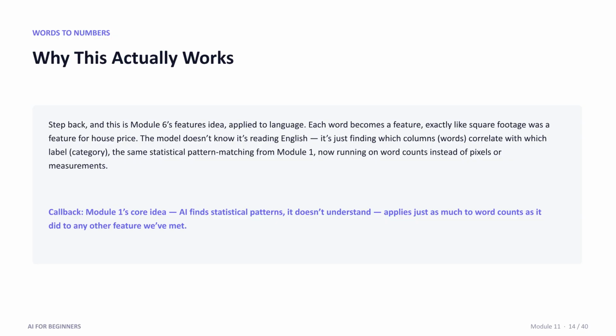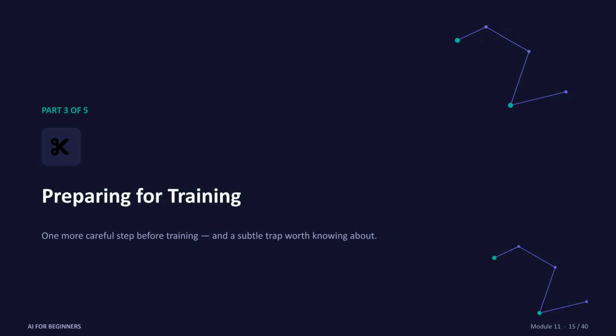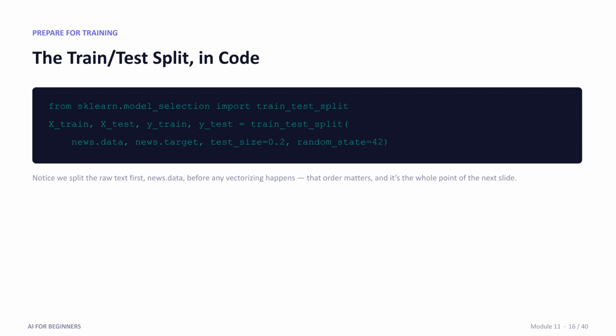Ultimately, this works because we are applying statistical pattern matching to word counts. The model doesn't understand the language. It simply identifies correlations between specific word frequencies and categories. In the next part, we will discuss preparing this data for the actual training process and highlight a common trap to watch out for. Now that we have our numerical data, it is time to prepare for training.